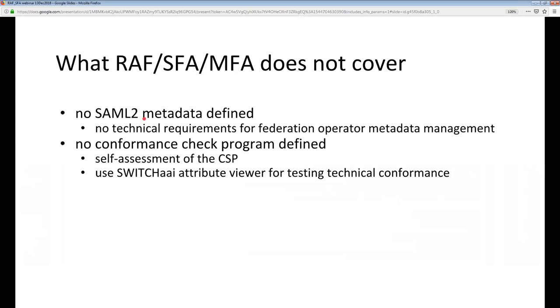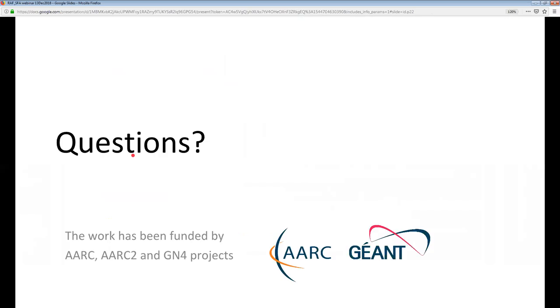So basically, adoption requires no technical steps for the Federation Operator, but of course, we still expect and hope that Federation Operators are able and willing to spread the word on the REFEDS Assurance Suite to the identity providers and service providers as well. The Assurance Suite doesn't define a conformance program. So these RAF and SFA MFA assertions are based on self-assessment by the CSP of whether they comply with the requirements. There is this SWITCH attribute viewer service that can be used for testing technical conformance, however. So that's it. Any questions?